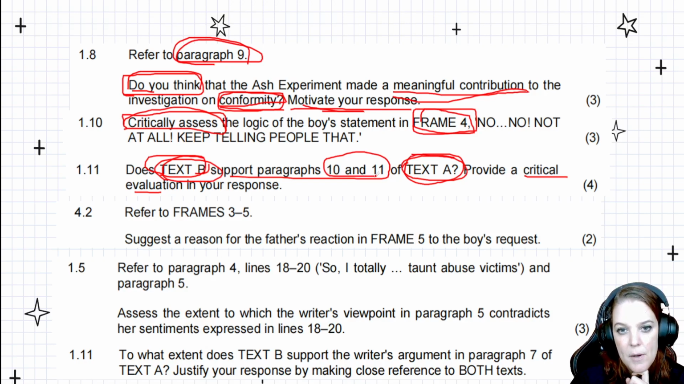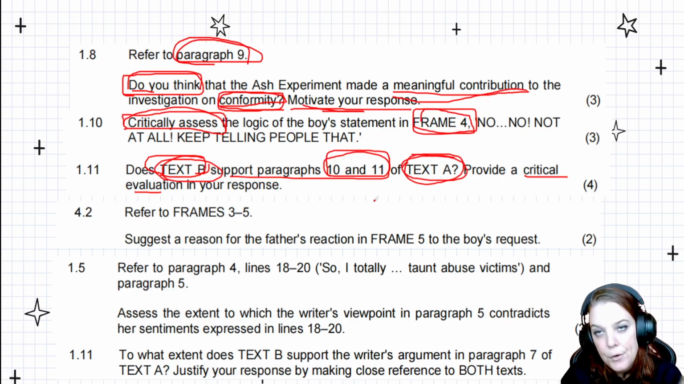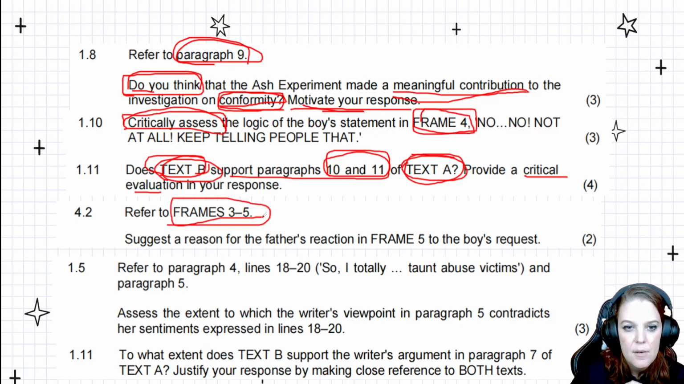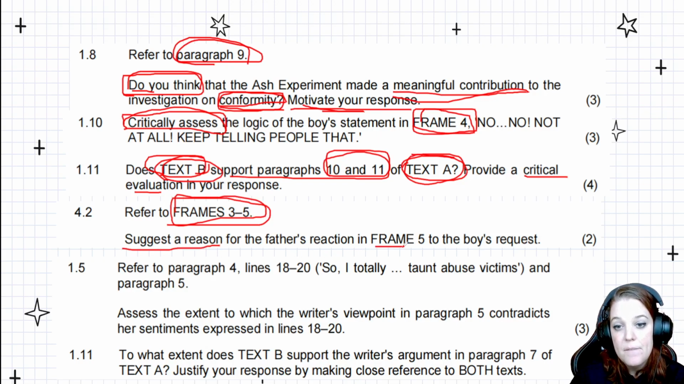So go back to paragraph 10 and 11 again, and look and see what they're saying there. Again, we don't have the full picture, but this is just to give you a little bit of an idea of how to tackle these sorts of questions. Okay, refer to frame 3 and 5. This will probably be a cartoon again. Suggest a reason for father's reaction in frame 5 to the boy's request.